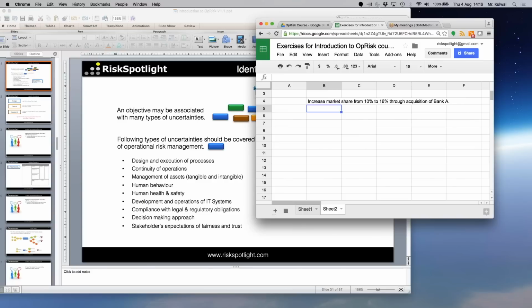Okay, so there are some examples here. That's where it's starting. I'll make note of some of the examples. So if we are unable to retain clients of Bank A, that would be an uncertainty, yep, because then we will definitely not meet our market share objective.